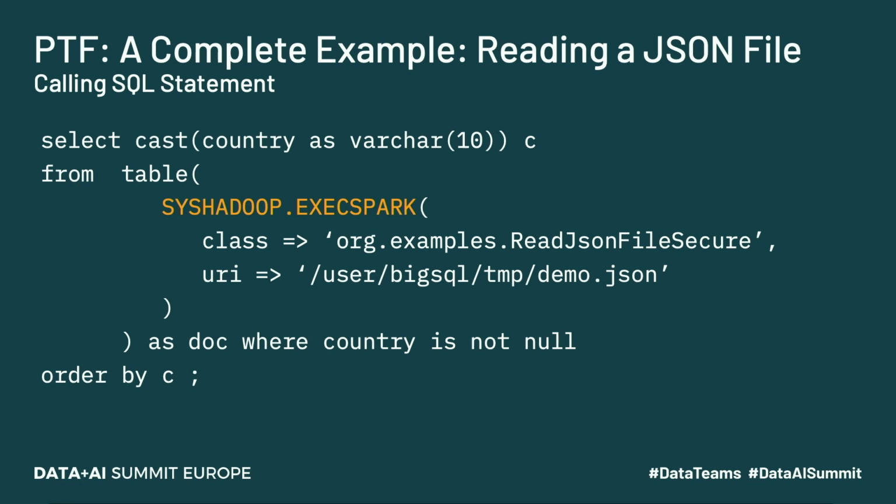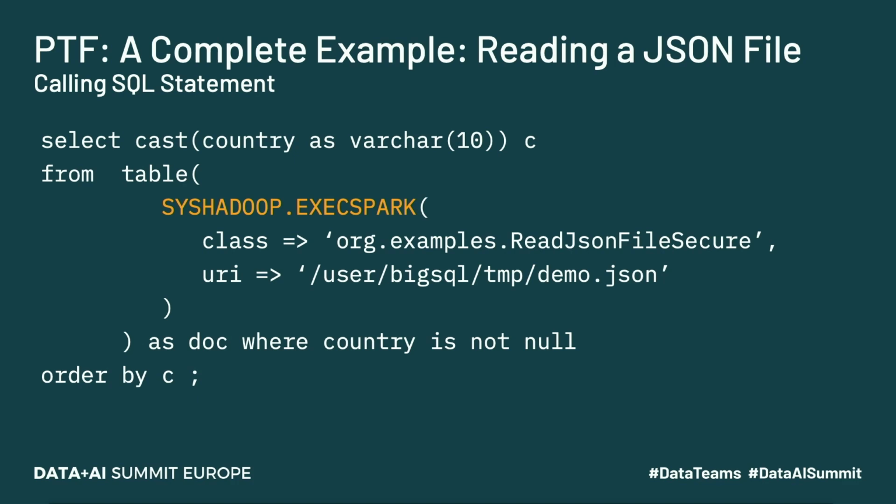Okay, what I want to give you next is a complete example of the usage of a polymorphic table function and of its implementation. It's a really simple example, just the reading of a JSON file and presenting the JSON file like it would be a relational table in Big SQL.